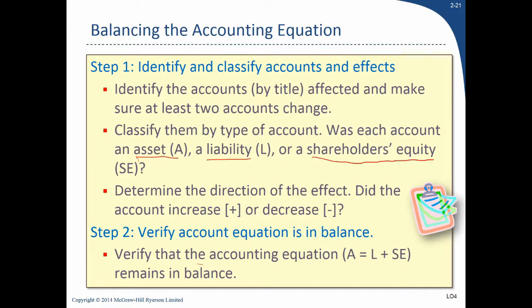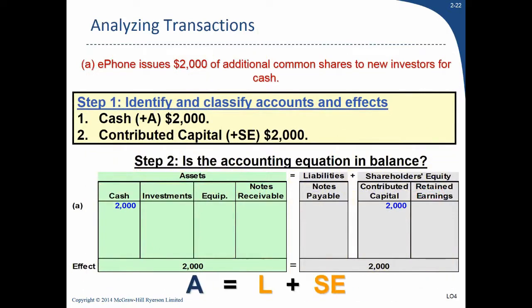Okay, let's go through some examples. ePhone issues $2,000 worth of additional common shares to new investors for cash. So let's say ePhone decided we need some more equipment, we're doing well, it comes back to us as shareholders and says we need more money. And we say, okay, that makes sense, we'll give you $2,000.